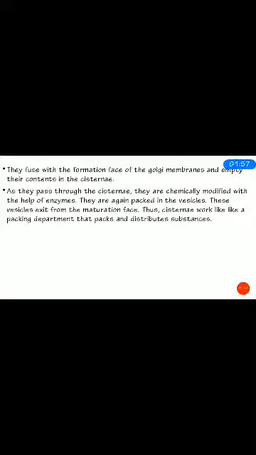So as they pass through the cisternae, they are chemically modified with the help of enzymes. The protein is actually produced with the help of the nucleus, and then the endoplasmic reticulum has made the protein, and now for further modification, something more has to be added or deleted with the help of enzymes.